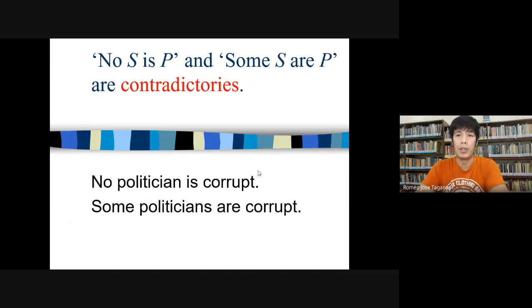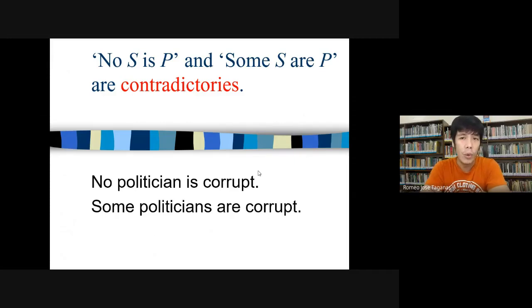Another example of contradictory propositions: No S is P and some S are P. These are contradictory propositions. Okay. Two examples again are given. Number one, no politician is corrupt. The other example is some politicians are corrupt. Again, let us identify what kind of propositions we have in the examples.